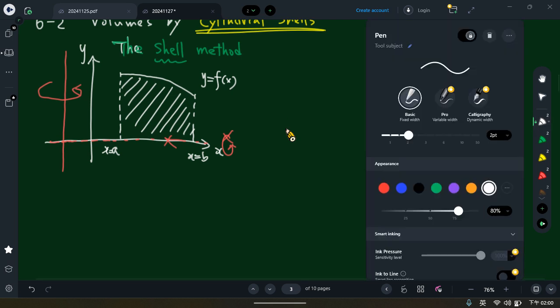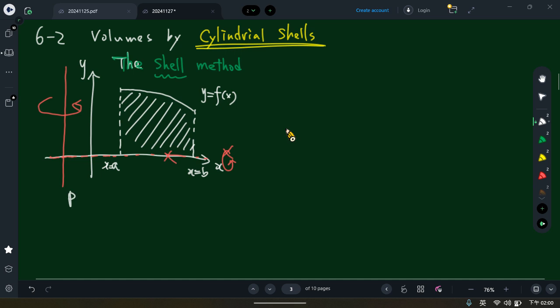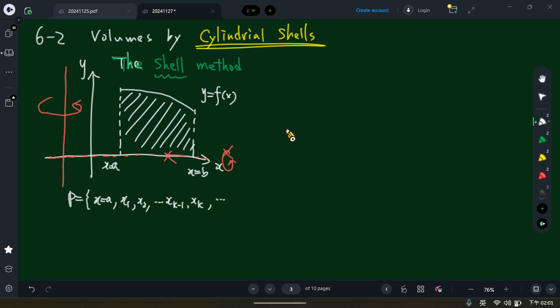Again, we will use P as a partition, from s0 equals a, s1, s2, and so on to s_{k-1}, s_k, then to s_{n-1}, and s_n equals b. It is a Riemann sum again, so we focus on the typical piece. For example, if s_{k-1} is here and s_k is here, we just focus on this. I purposely enlarge the width from s_{k-1} to s_k because I want to focus on this typical one.